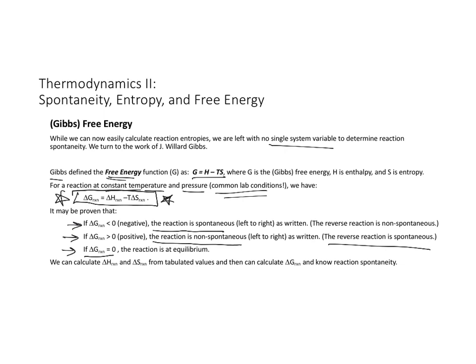So looking at this equation, we know how to calculate delta H for the reaction. We know how to calculate delta S for the reaction. We can now calculate delta G for the reaction, and we can finally ask and answer the question, will this reaction occur? Is it spontaneous?